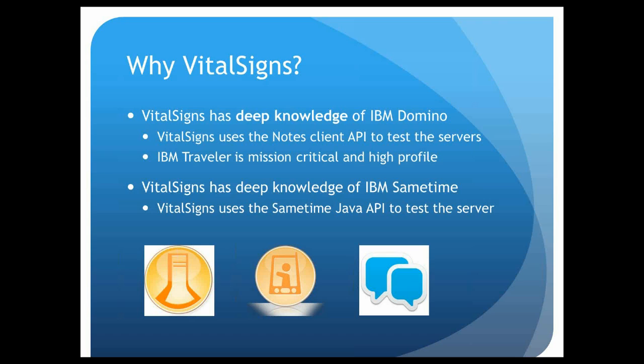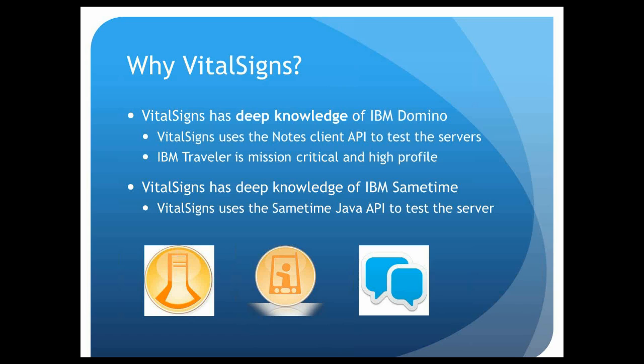And I think we all understand that IBM Traveler has become more and more mission critical and high profile, and the generic tools like What's Up Gold and some of the other tools are not really specific to IBM Traveler. You need a product that understands what Traveler is doing and how it works, and is actually testing it, so that the executives that are looking at their iPhone aren't calling you saying, how come I'm getting a message on my desktop faster than my phone? We've all gotten calls like that.